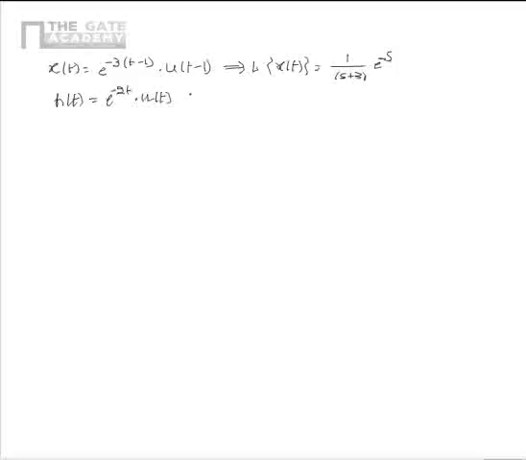For the given input of x of t is equal to e power minus 3 multiplied by t minus 1 multiplied by u of t minus 1, the Laplace transform can be written as Laplace transform of x of t equal to 1 by s plus 3 multiplied by e power minus s, and it's given that the impulse response is h of t is equal to e power minus 2t u of t. From this, Laplace transform of h of t is equal to 1 by s plus 2.